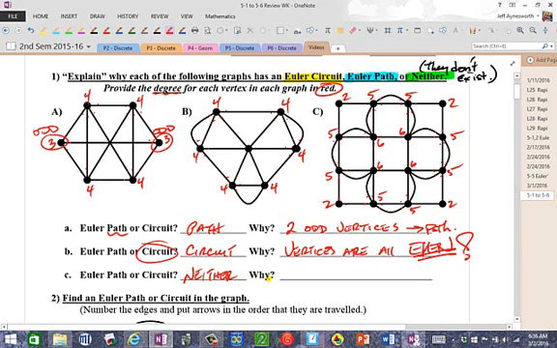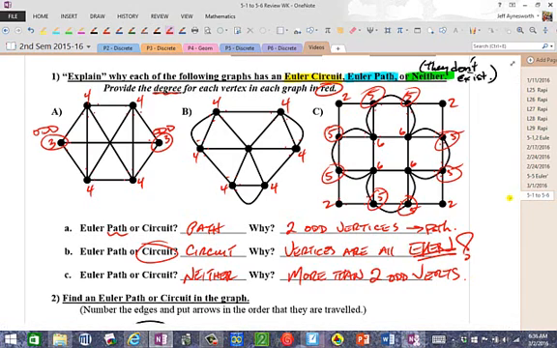Neither. Why? More than two odd vertices. It has a lot. Look at that, a lot of problems on this one. When you have more than two odd vertices, you've got a problem. You can't find a path nor a circuit. So remember that. It's an Euler theorem from section 5.